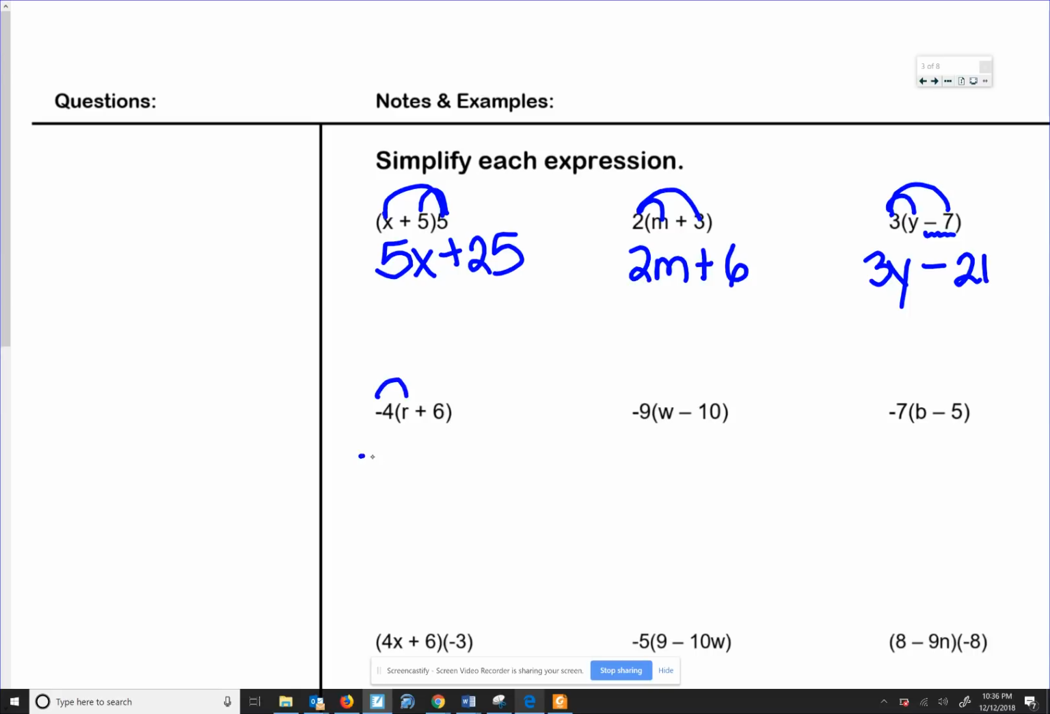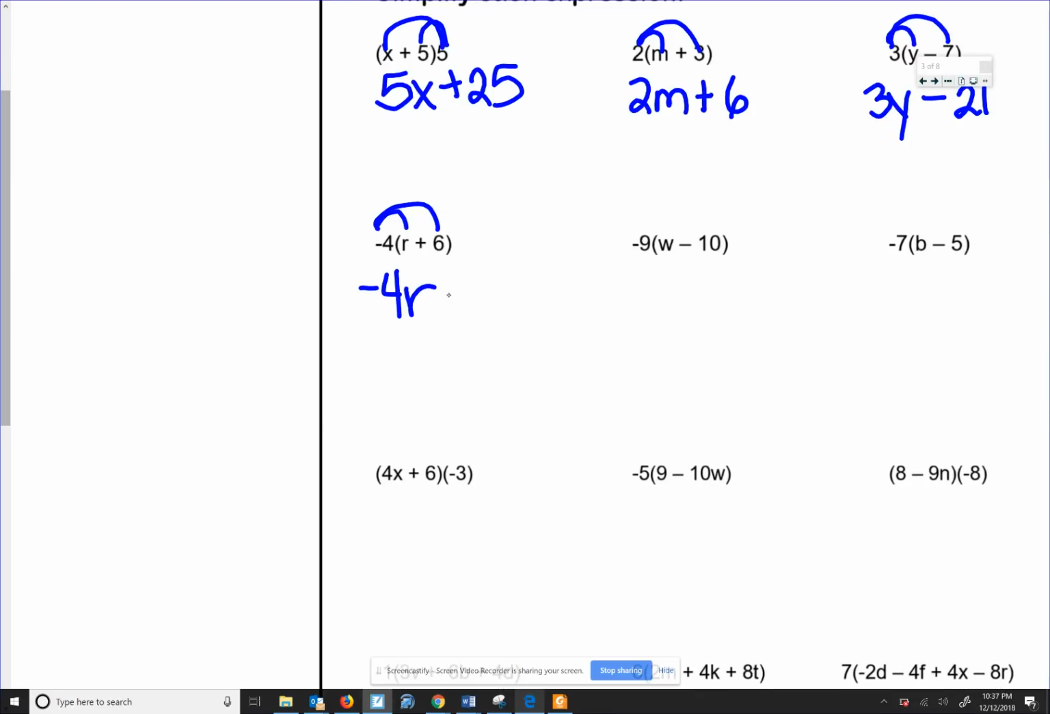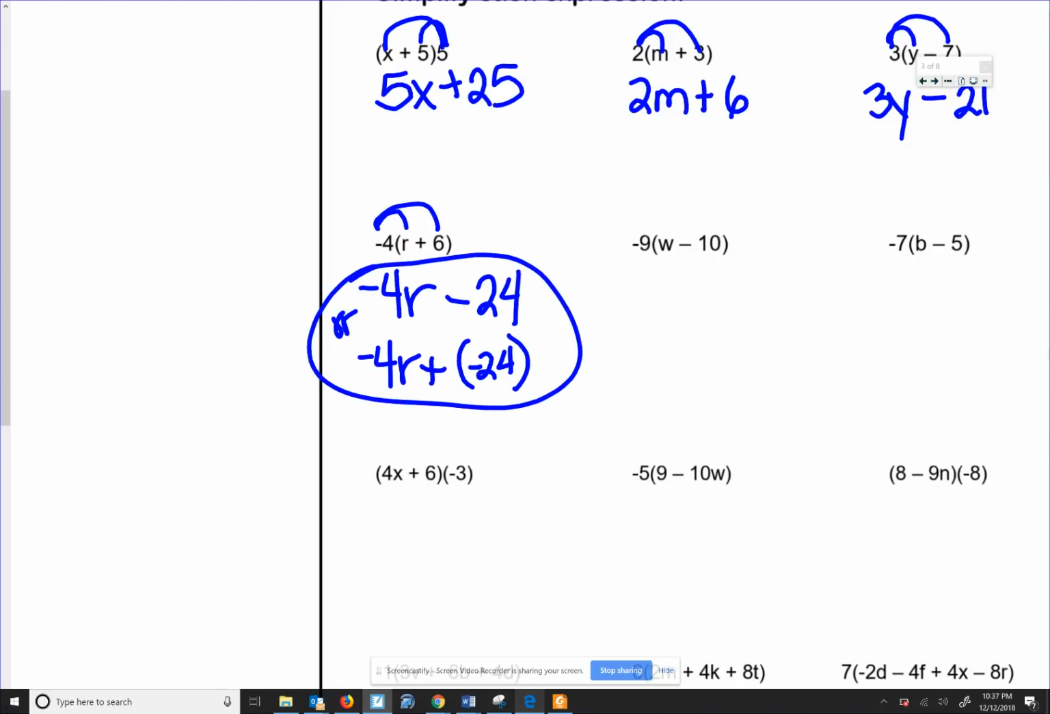Negative 4 times r is going to be negative 4r. Negative 4 times a positive 6. Negative 4 times positive 6 is negative 24. Now, some people might want to write it this way: negative 4r, add the opposite, like plus negative 24. That's the exact same thing. These two are called equivalent expressions, okay? They mean the same thing. You can write it either way.